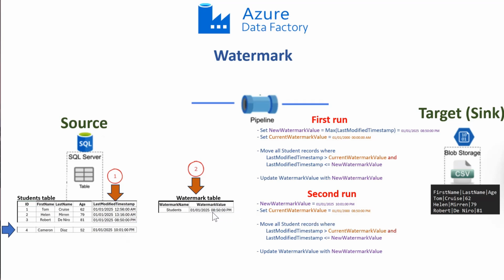And the current watermark value is coming from the watermark table, which is 8:50 p.m. same day. When we say move all records between these two date and time, the only record that's included in our query result is this latest record. So this record is moved across. And lastly, we need to update the watermark value with the new watermark value. So this 10:01 p.m. is updated in the watermark table. That's how it works when we want to implement watermark.